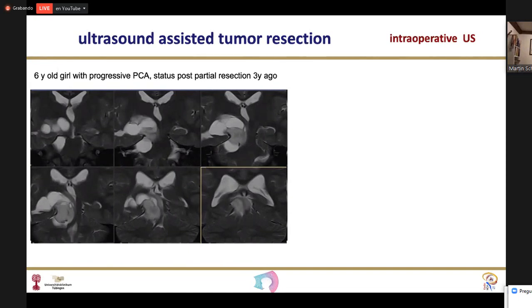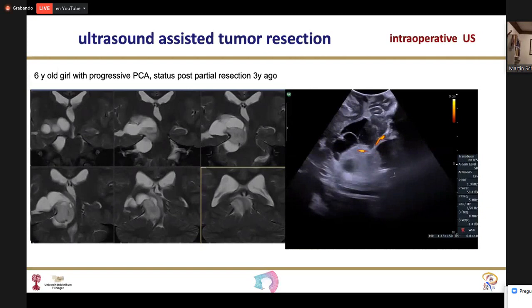a high-grade brainstem compression. What you see is that the PCA, the posterior cerebral artery, is inside the tumor, and down we also have the superior cerebellar artery. We decide to use the old approach, a transtentorial approach, to reach the infratentorial compartment and to dissect the tumor off. And I show you now the stepwise ultrasound.